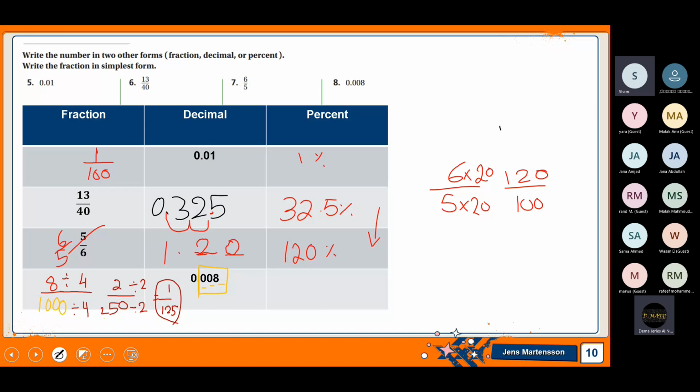We will move the period 2 digits. It's going to be 0.8%. 0.8%. Bravo. It will be 0.8%.